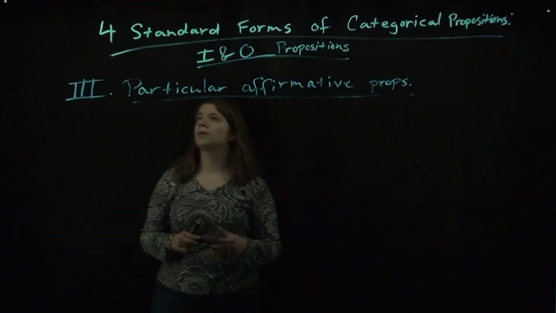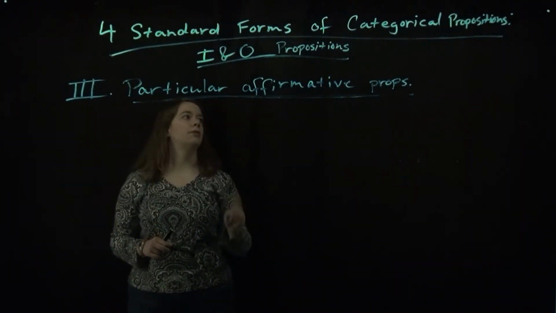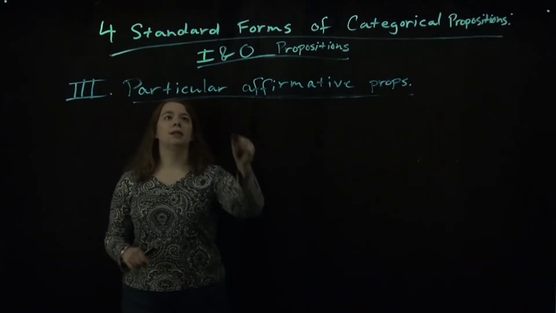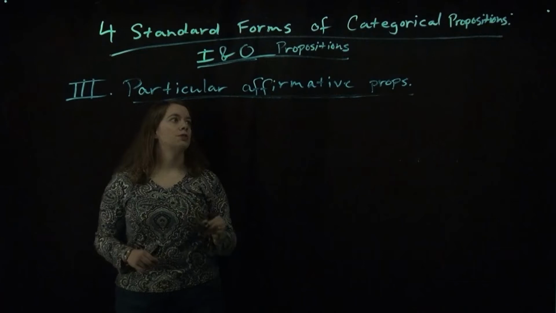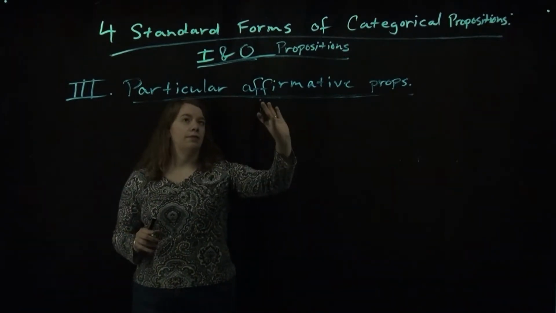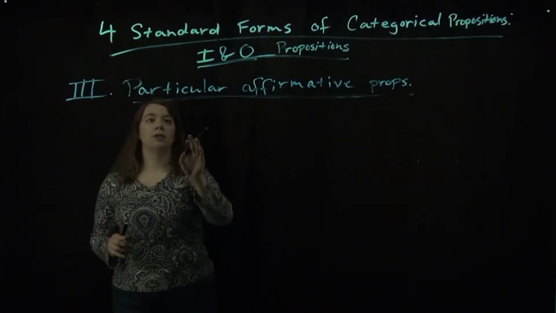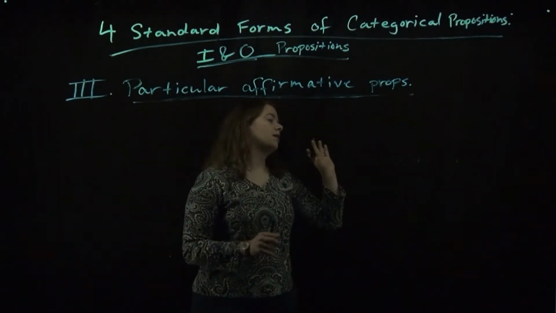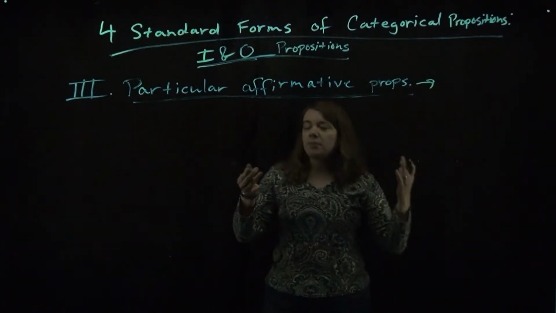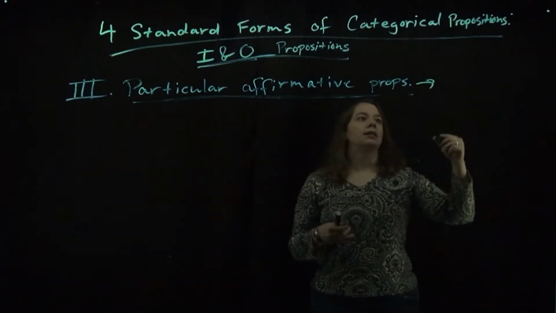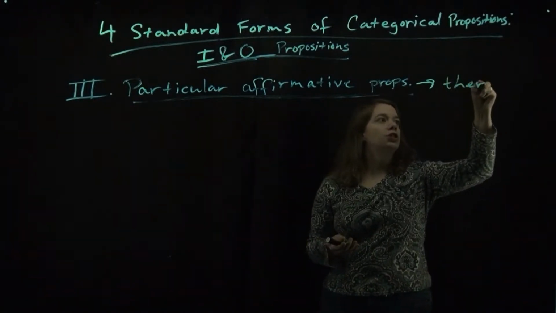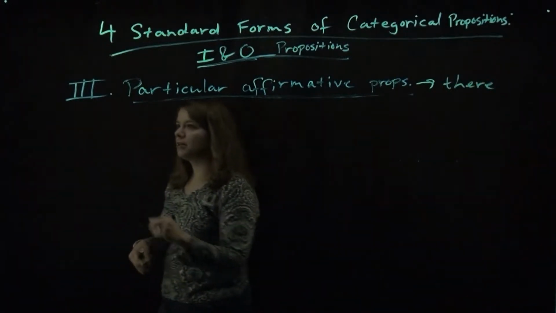Okay, so let's cover the final two standard forms of categorical propositions, specifically the I and the O propositions. The third form of these categorical propositions is known as particular affirmative propositions. Now, with these, it's affirmative insofar as it's saying there is an inclusive relationship between the two classes.